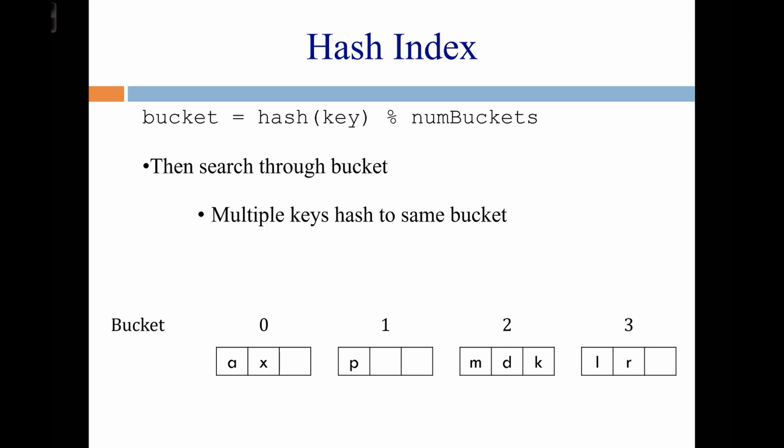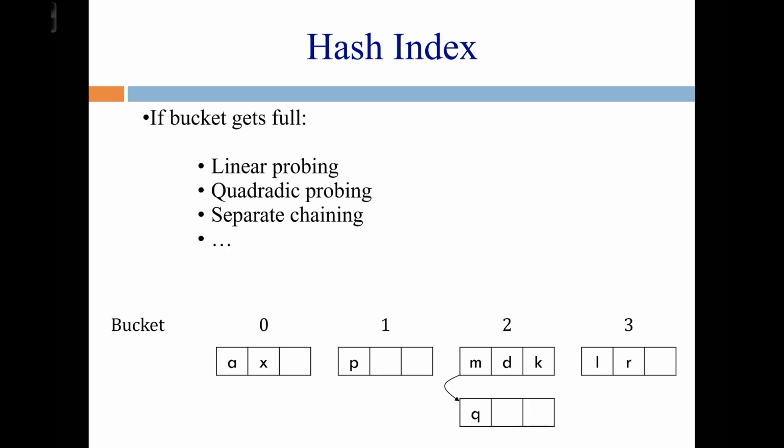And if you're using a hash index, then you probably also don't really care about order. So these buckets don't necessarily need to be kept sorted. You just kind of put it somewhere in there. And when we run out of room in a page, you have the standard hash table options. You could do some kind of probing. More likely, though, you're just going to do separate chaining.